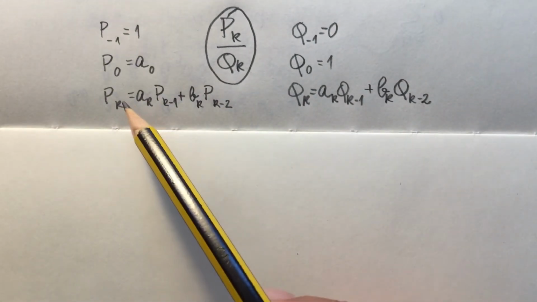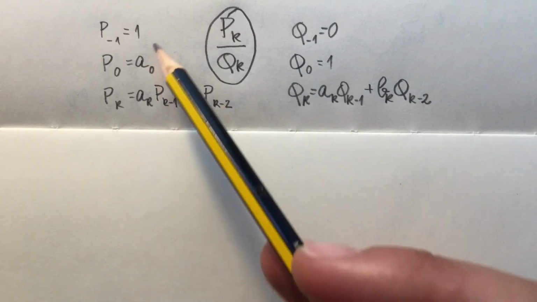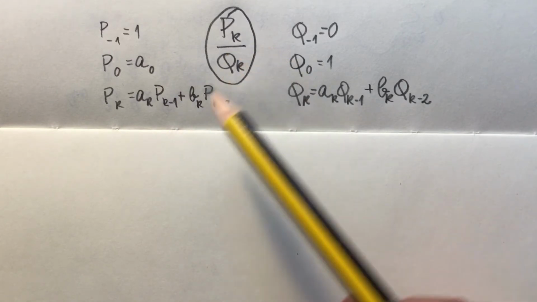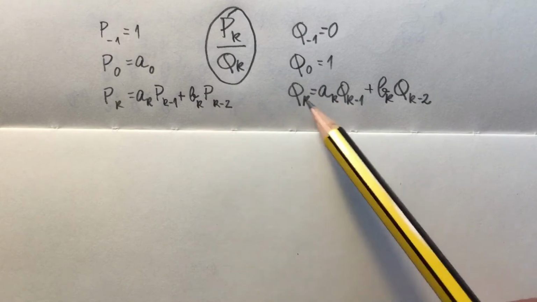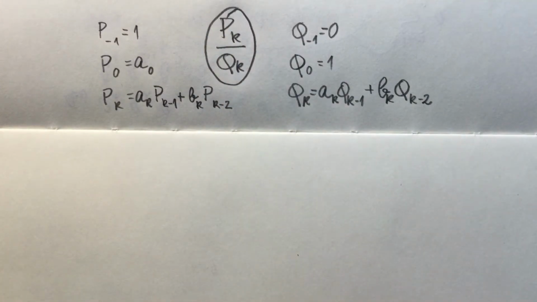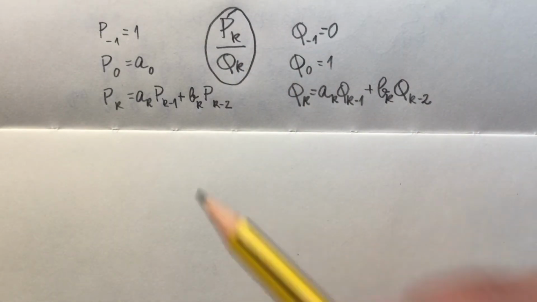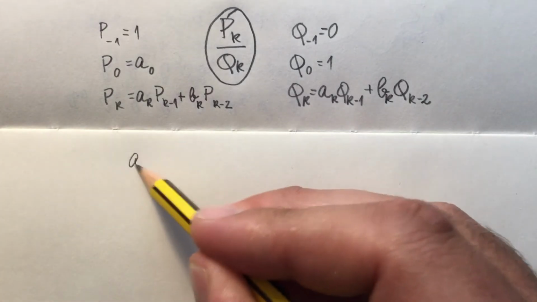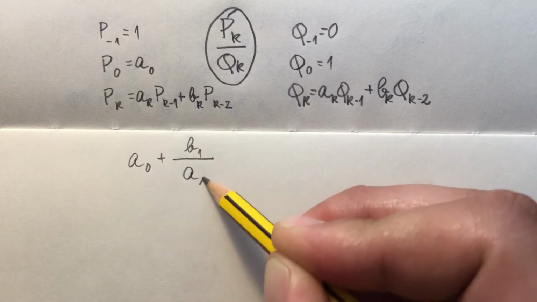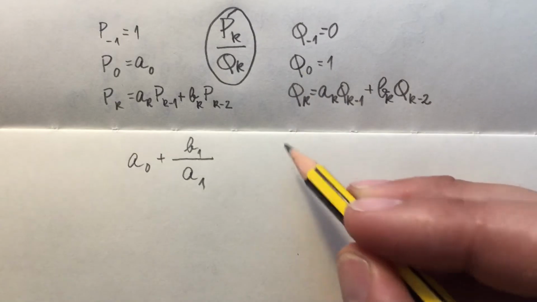Notice that because these sequences are found recursively, we do not have to go back to the beginning to find the next approximation. We keep on finding new terms and finding better and better approximations. Proving this is rather straightforward. Notice that the first approximation we can find is this. Now, what is P1 divided by Q1?